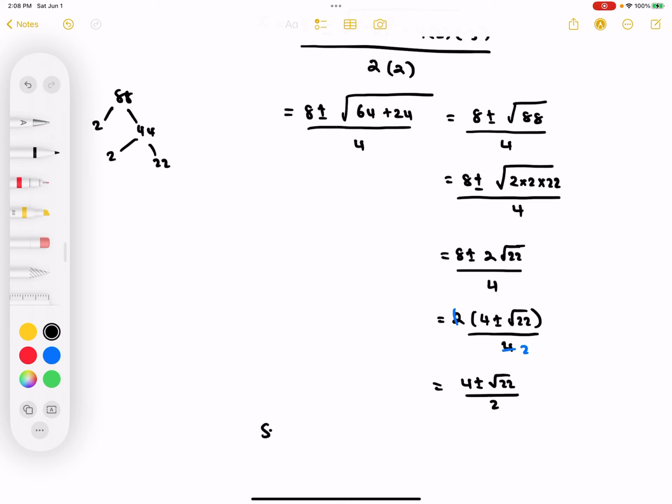So the solution set, you have two solutions. The first one you can write as 4 minus root 22 over 2, the minus part, and the plus part is 4 plus root 22 over 2.